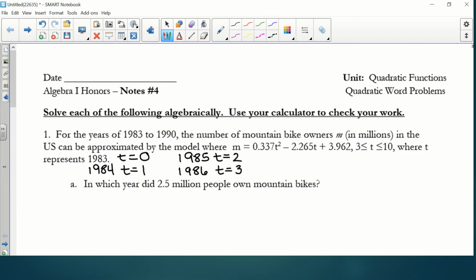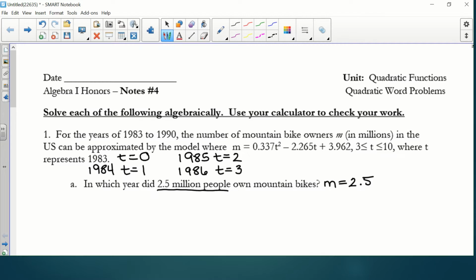So looking at A, it says, in which year did 2.5 million people own mountain bikes? Okay, so when we're talking about millions of people, as far as bike owners, we're referring to M in our equation. So we've got an M value here of 2.5, which means we're trying to find t. All right, so let's go ahead and do that.